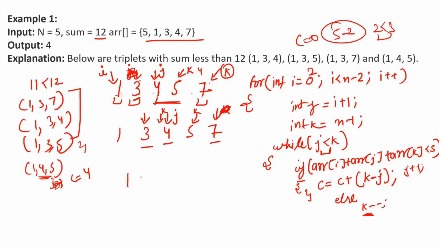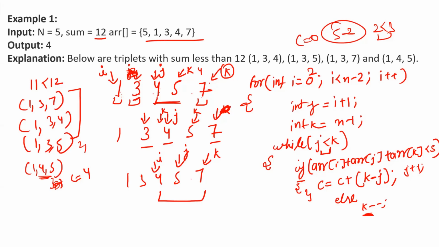Now, let me write it again. 1, 3, 4, 5, 7. So i is pointing to 4, and j is one step ahead, and k is at the last. Fine. Now, see, this is the only pair that we do have.